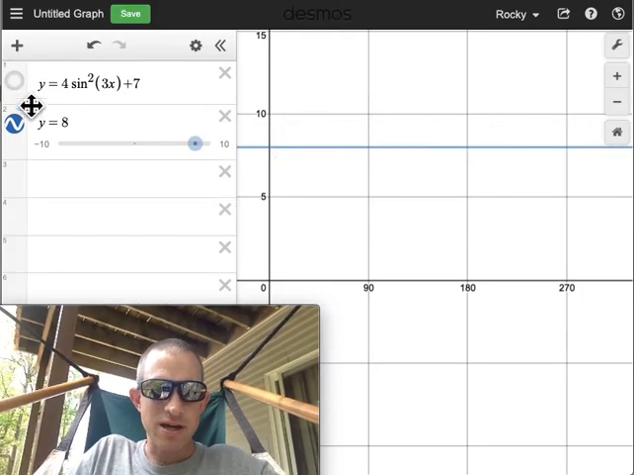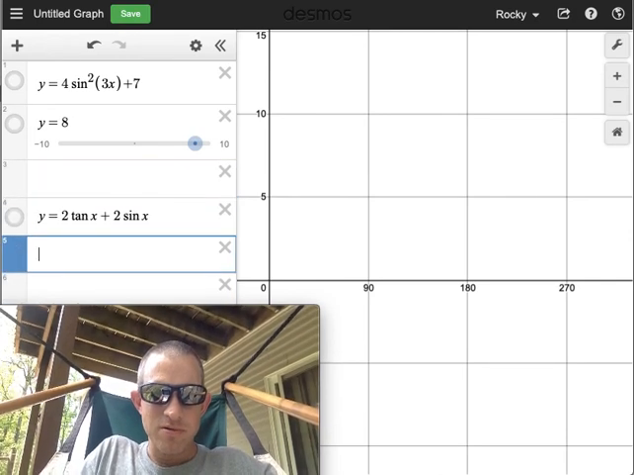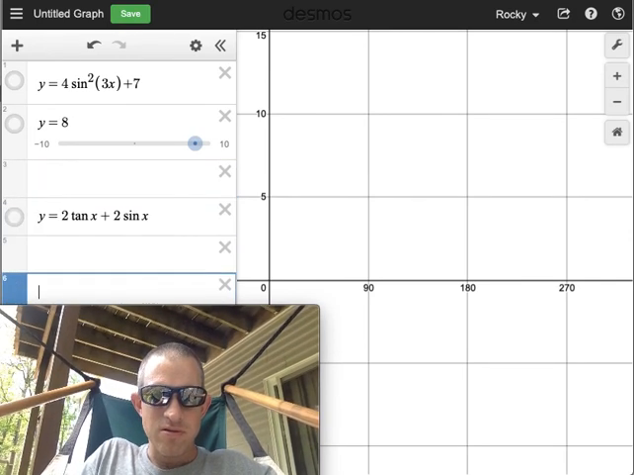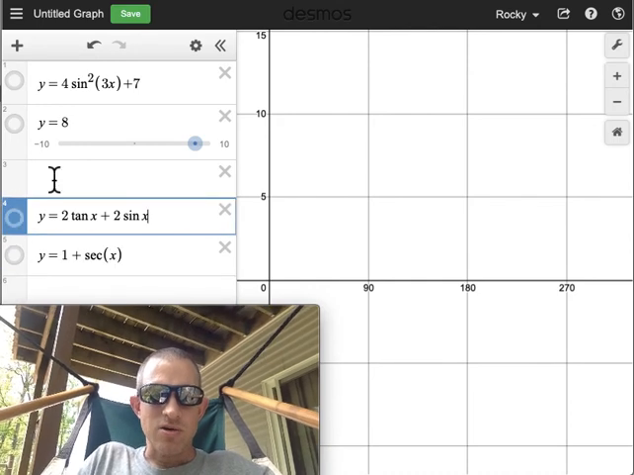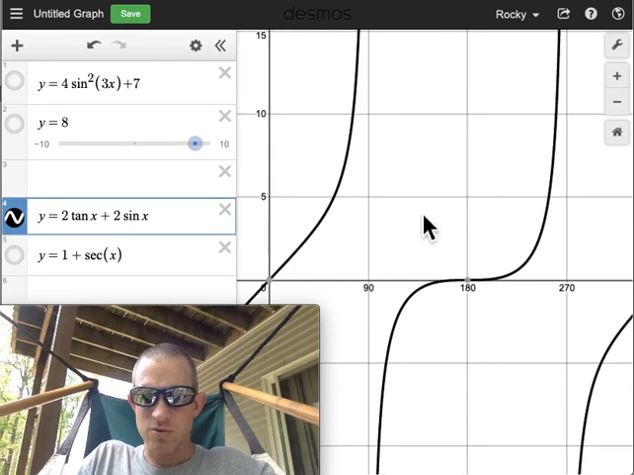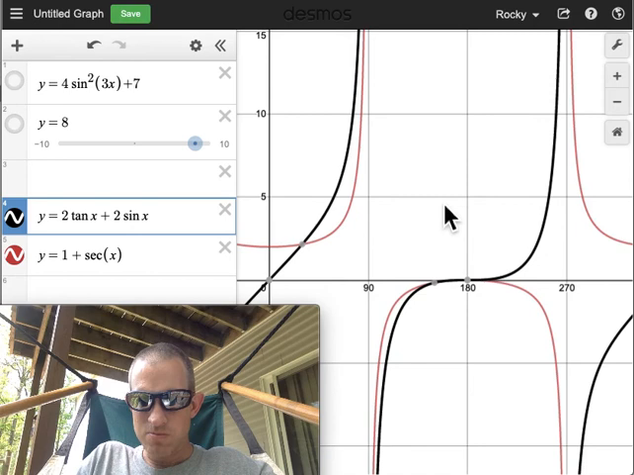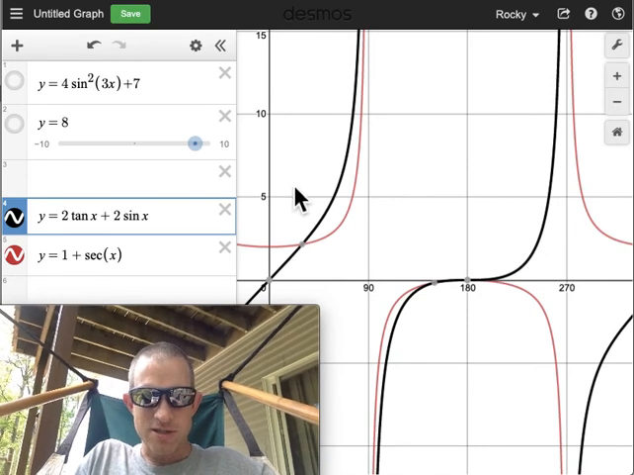This one I had also typed up earlier. Let me bring those back up here. So y equals 2 times tangent of x plus 2 sine of x is this squirrely looking guy, and 1 plus secant of x is this one. And I'm looking for the intersections.